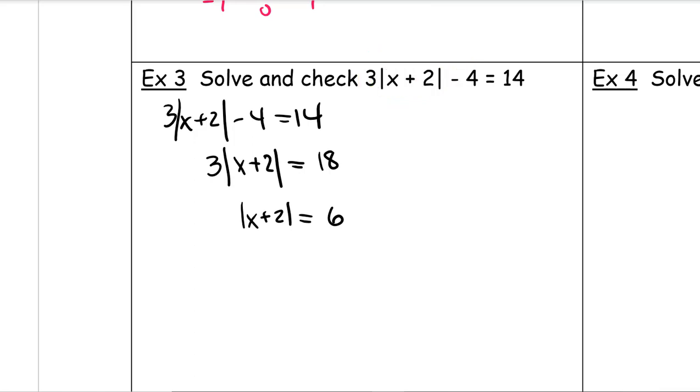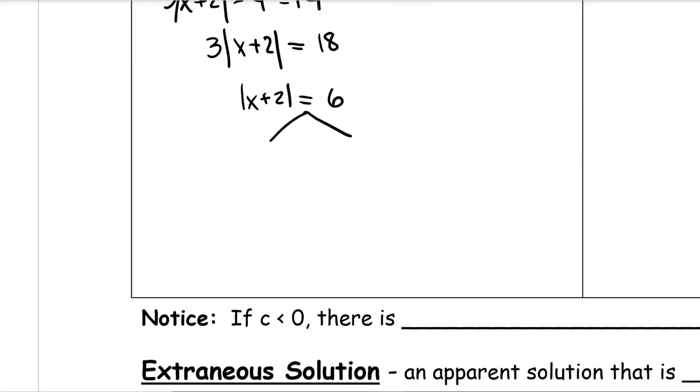Once we get all of that done, then we are good to go and can set up our 2 pieces. One piece, again, is x plus 2 equals 6. And the other piece is x plus 2 equals negative 6. Those are the 2 pieces we set up. When we subtract 2, we get x equals 4 and x equals negative 8. So these are the 2 values that I get.